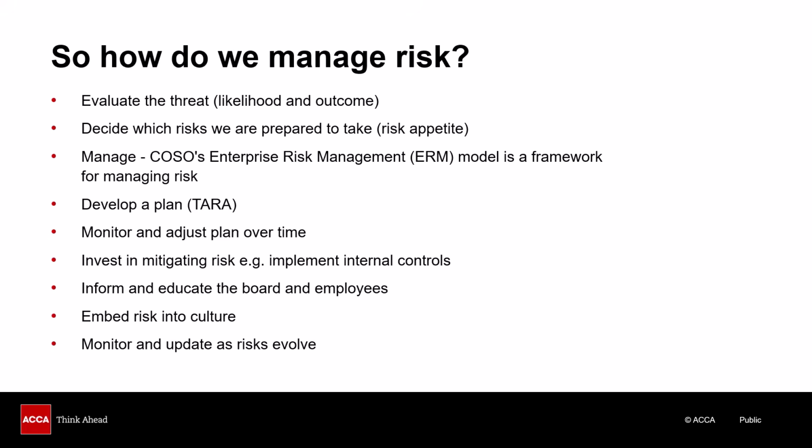So once we've identified what the risks are, how do we manage them? Well, first thing is evaluate the threat, right? How likely is it that the risk is actually going to happen? And what is the likely outcome if it does happen? Okay, so clearly if something is highly likely to happen and the outcome of that is going to be very bad indeed, then that is something that we need to address first of all. Okay, so we can use these criteria to start to prioritize how we're going to deal with the risks.